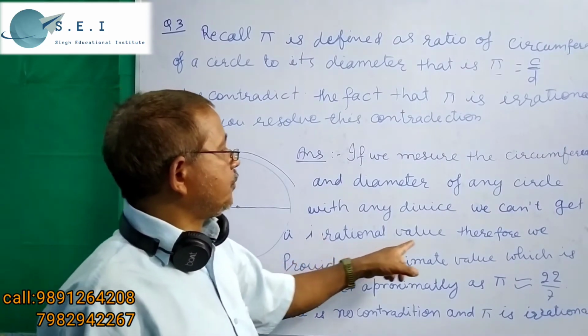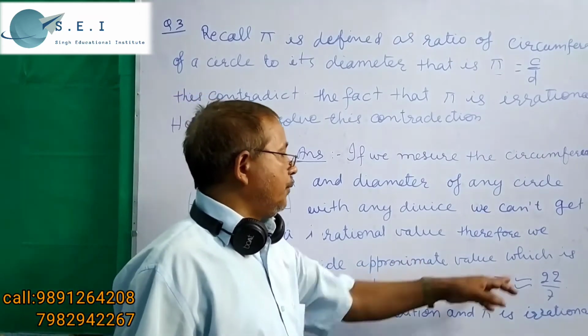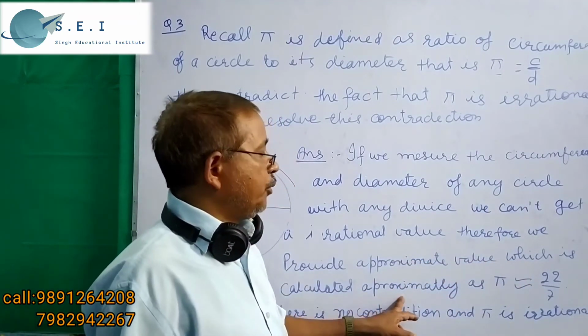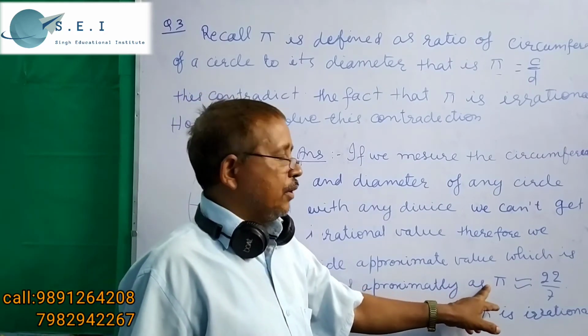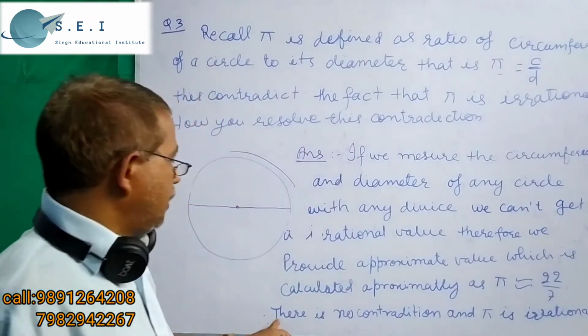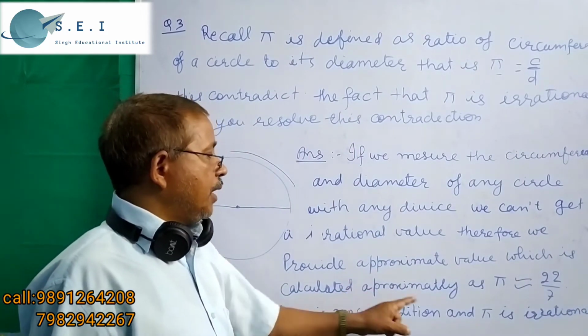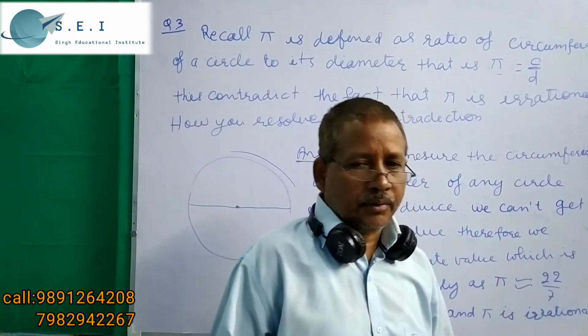So we provide an approximate value, which is calculated to be approximately pi, or it is approximately equal to 22/7. Therefore, we can say that there is no contradiction and pi is an irrational number.